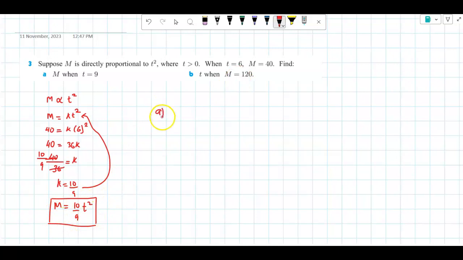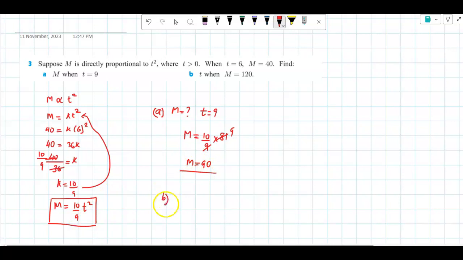Now when you have to find out M when T is given, put it here straight. So M is equal to what? 10 over 9 into 81, because T square is 81, 9 square is 81. Yeah. 9 9s are 81. So M is equal to 90. Now for all the parts you just use this equation that we got.